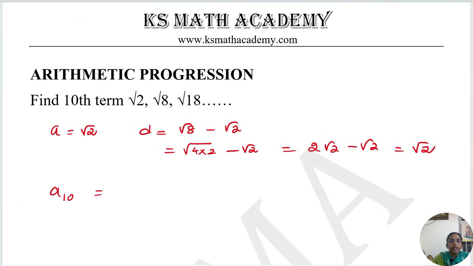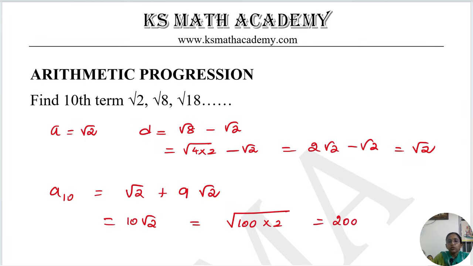So A10 is equal to a plus (n minus 1), 9, into d value root 2. So this is 10 times root 2, and if I am taking it inside the root then it will be 100 into 2. So our answer is root of 200.